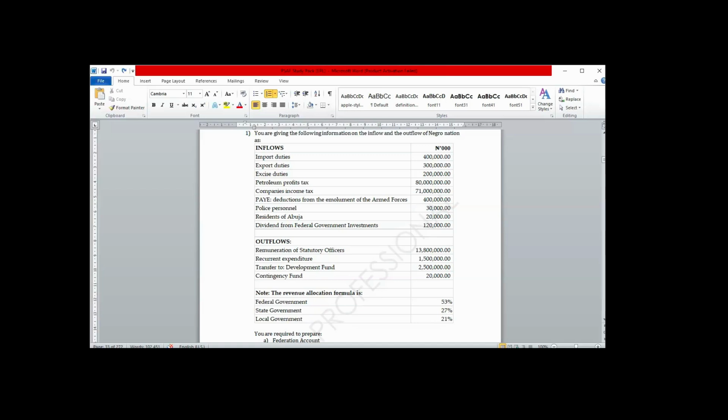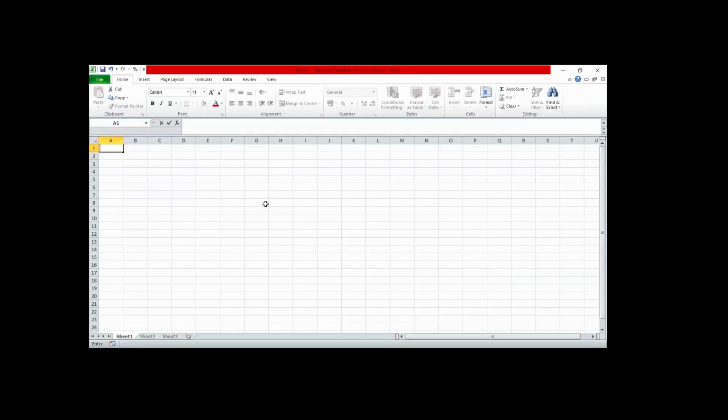Let's go to the Excel page. Can we see the Excel page? Not yet. To solve the question, we are going to be able to solve the question now. You can see now.